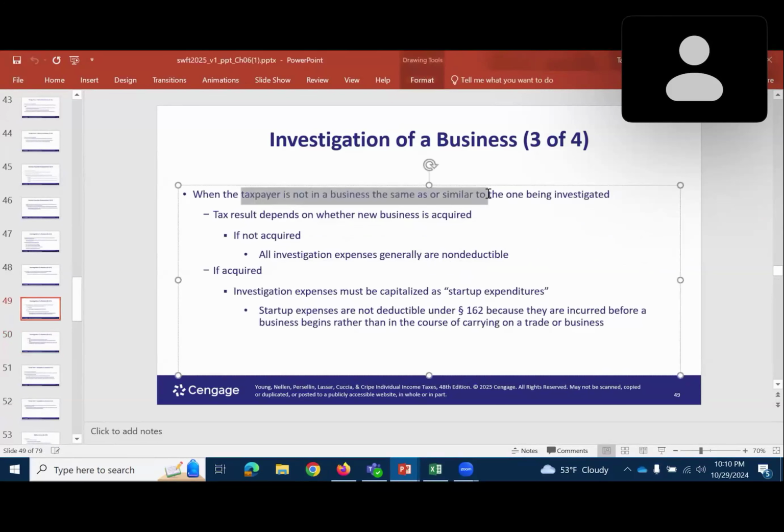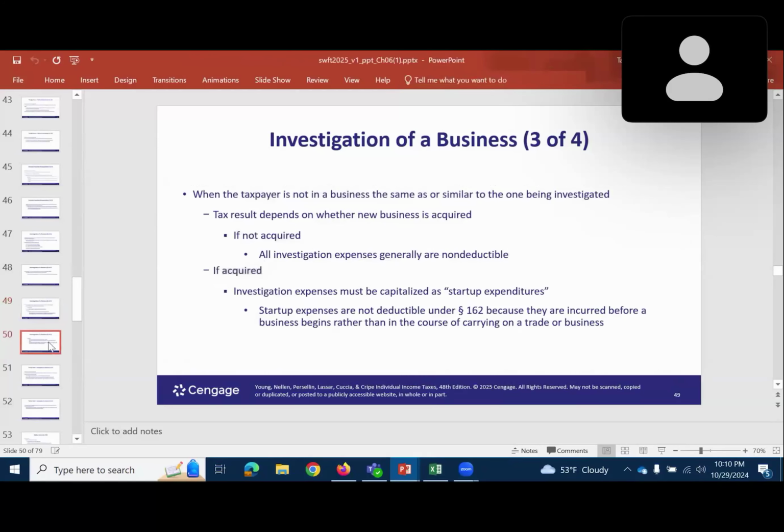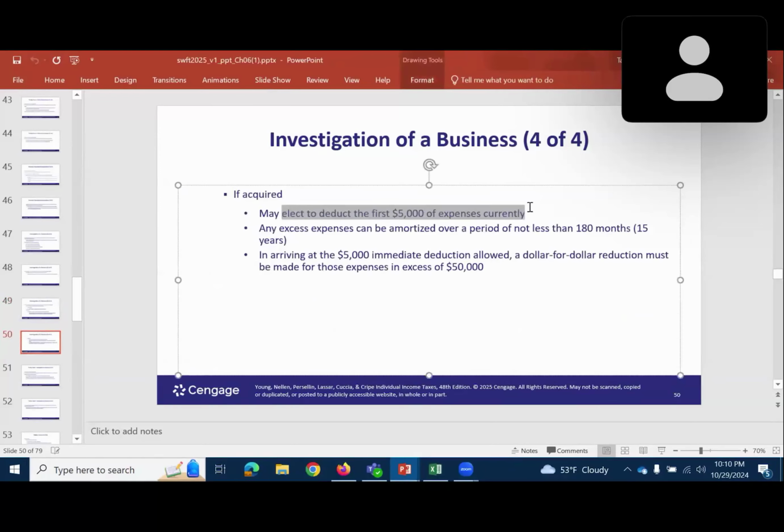So, a taxpayer is not in business. If it's not acquired, cannot deduct anything. If it is acquired, they're going to follow these rules. They can deduct up to $5,000 of the expenses, and anything over the $5,000, they're going to amortize, and anything over $50,000, they're going to do a dollar for dollar reduction.